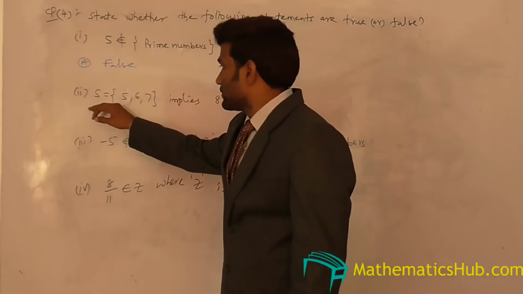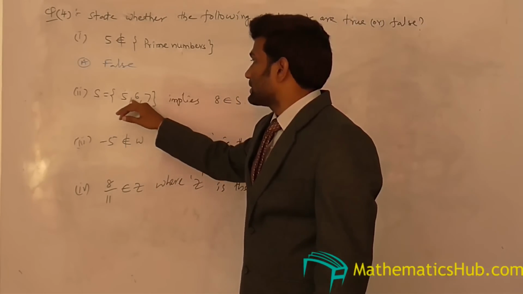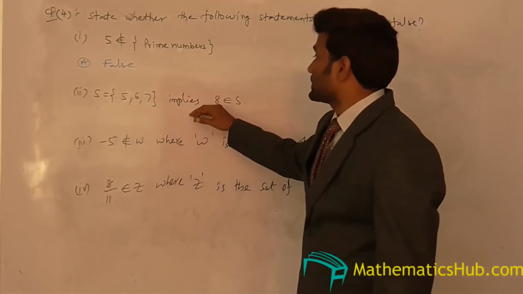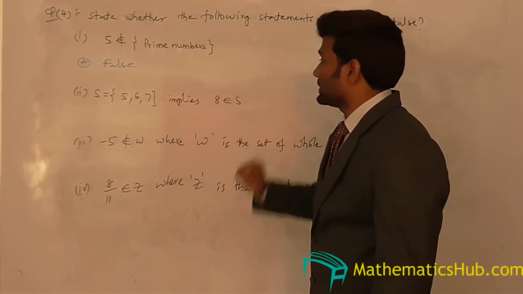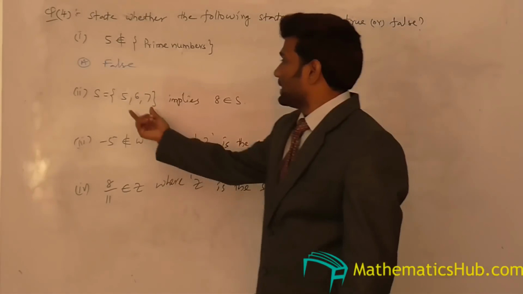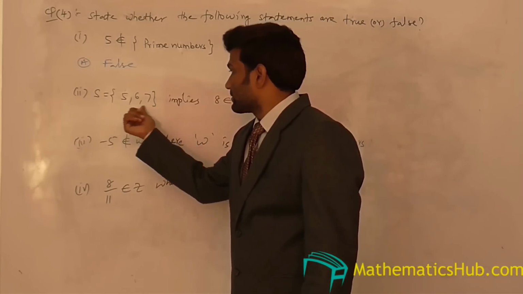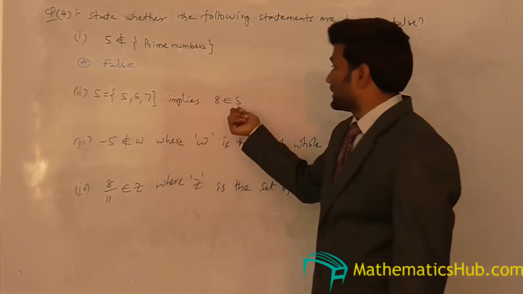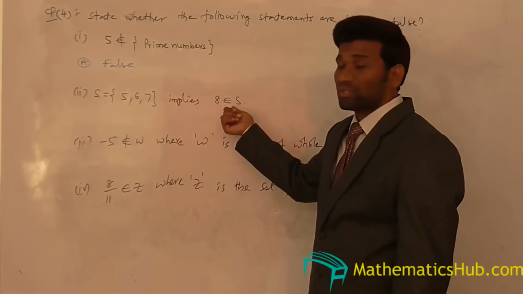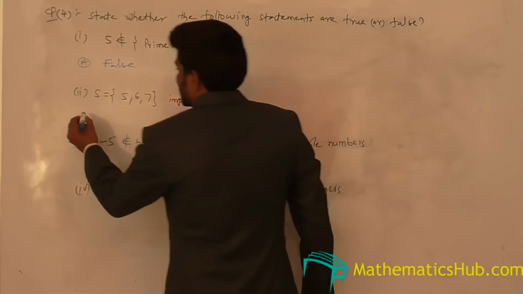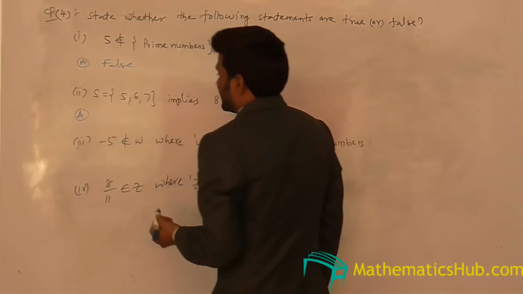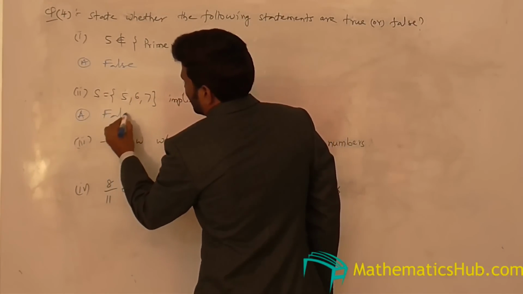Second one: S is a set whose elements are 5, 6, 7, which implies 8 belongs to S. Clearly we can see that S doesn't contain the element 8. But the given statement is 8 belongs to S. Clearly the given statement is false.